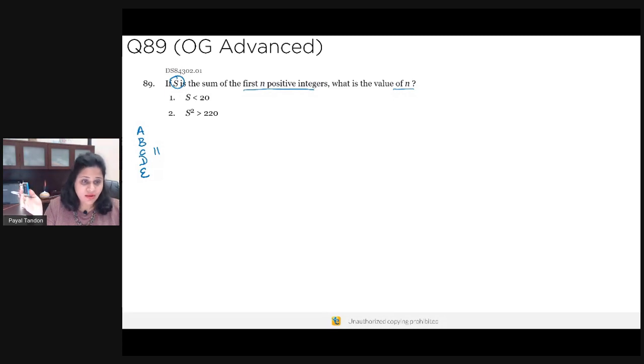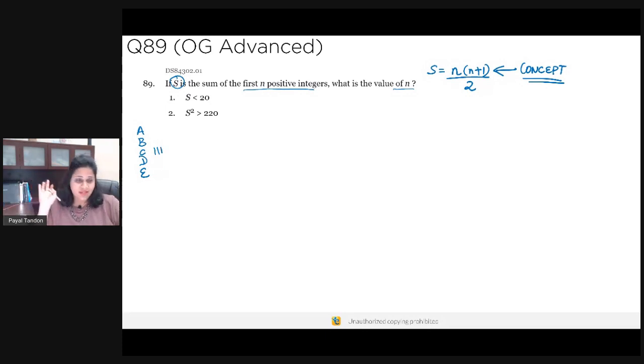Now this is the only concept that you need to know over here, which is that the sum of first n integers is nothing but n into n plus 1 divided by 2. This is the concept that you needed to know in order to even get started. If you weren't sure about this concept, then you would not be able to solve this question. Then you would be stuck here. So that's conceptual knowledge.